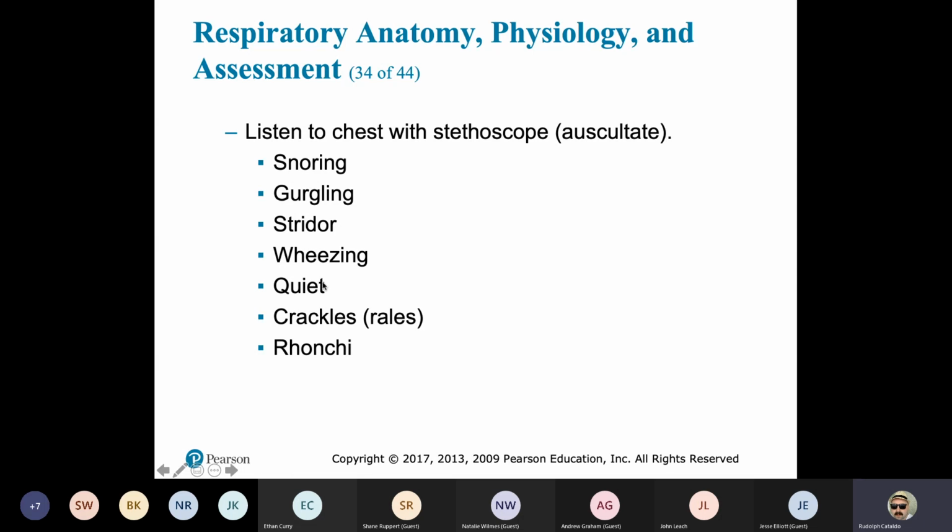Quiet respirations, a little bit scary. Maybe there is no air movement at all. Crackles or rales, rhonchi. If I walk in and I hear gurgling sounds, I'm terrified because that is a bad patient. They have so much fluid that they're actually gurgling, or it's just phlegm in their airway. Again, that requires immediate intervention.